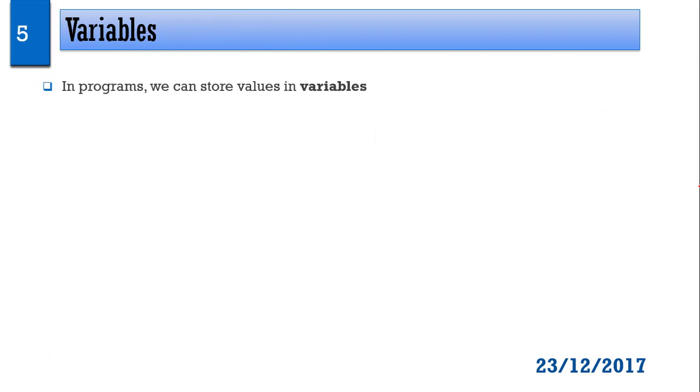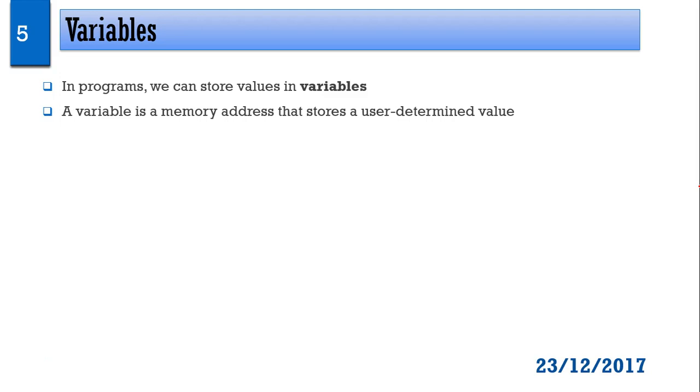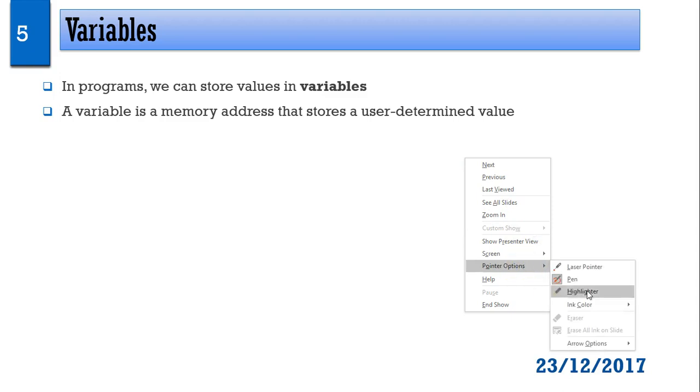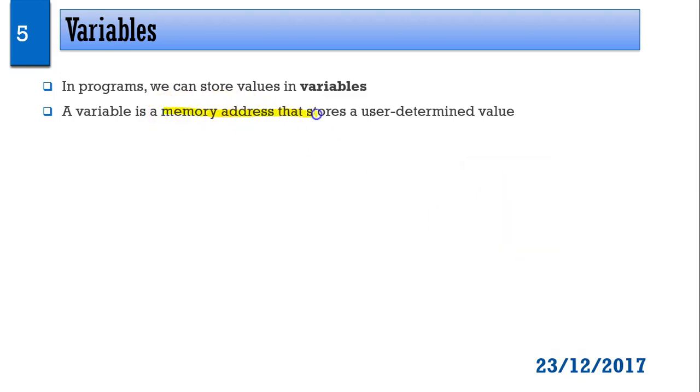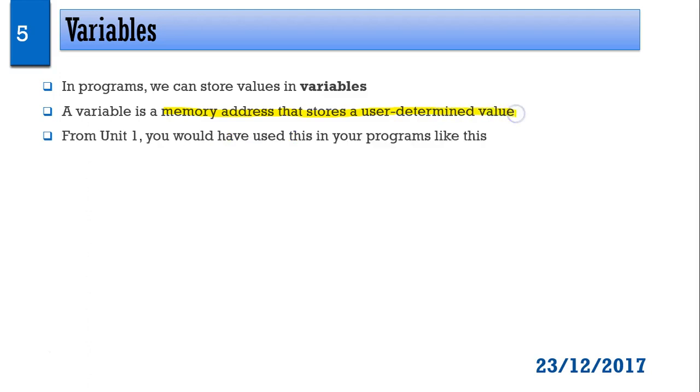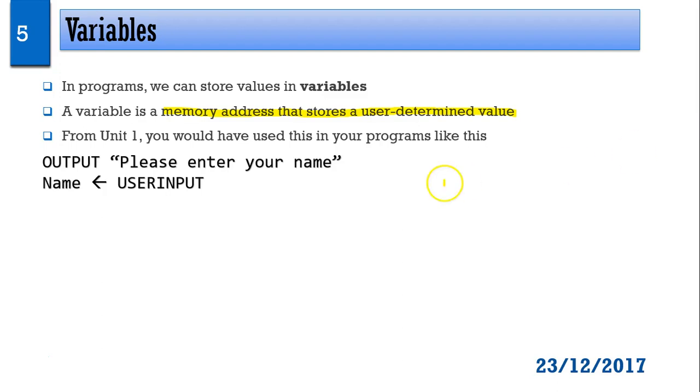In programs we can store values in variables. A variable is a memory address that stores a user-determined value. That's something you might want to note down for your exam if you are asked that question. From Unit 1 you would have used them in your programs like this: output, please enter your name, name is user input. Just to do a little surgery here, this is an output, quite clearly. This here is your variable identifier. The identifier is the name that we call and use the variable by, so if we're going to use name in the program, that's how we refer to it.